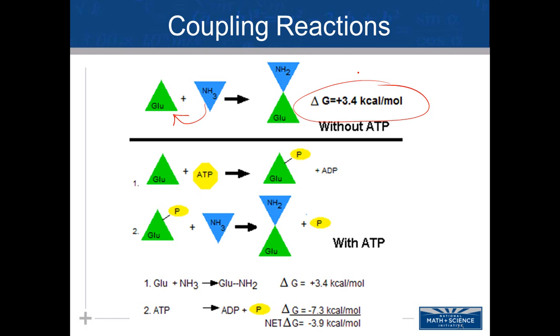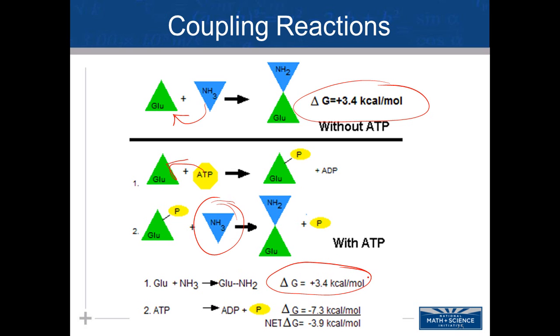Let's suppose that we take glucose and we're going to phosphorylate it. Okay, we're going to take a phosphate from ATP and put it on to glucose. So when we do that, it becomes glucose phosphate. And then we can take glucose phosphate with the ammonium and we can turn around and make or put the ammonium onto the glucose.